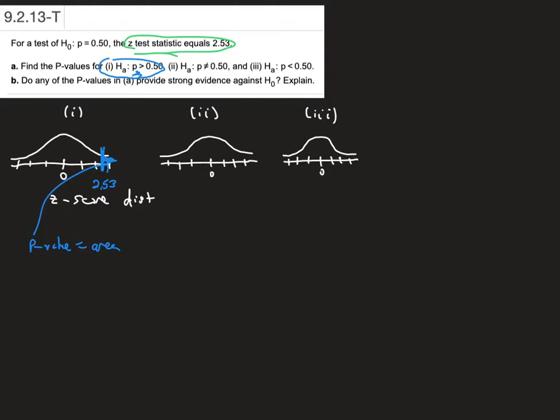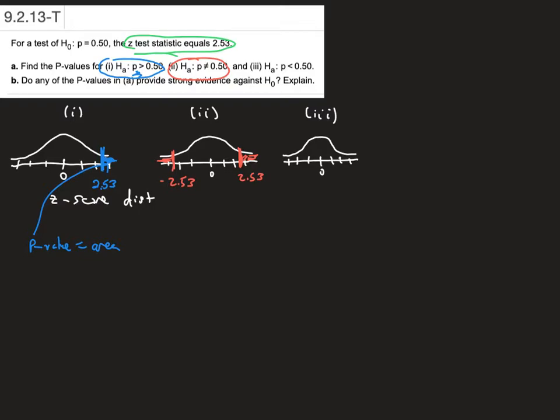For the two-tailed alternative hypothesis, the 2.53 would still be there, but I would also draw the mirror image. So I would draw 2.53 and negative 2.53 and shade both tails. This is my two-tailed hypothesis. And so again, the p-value would be the area that you see there.